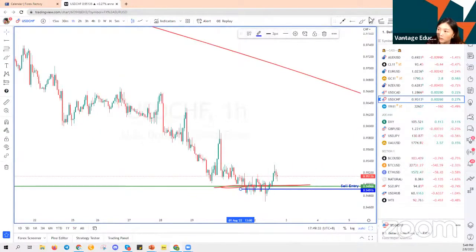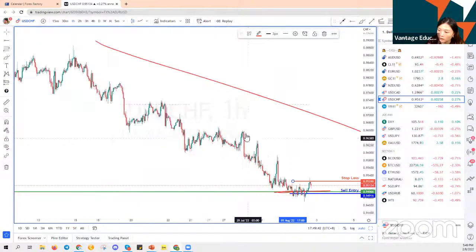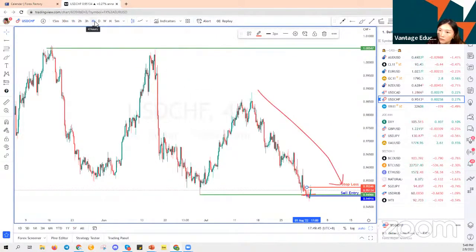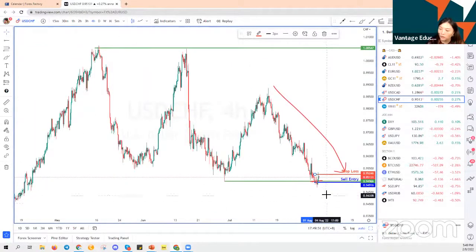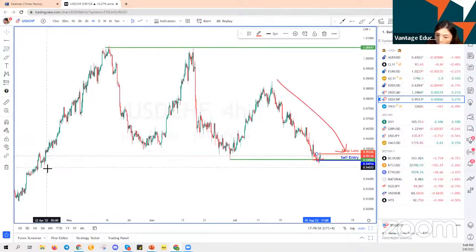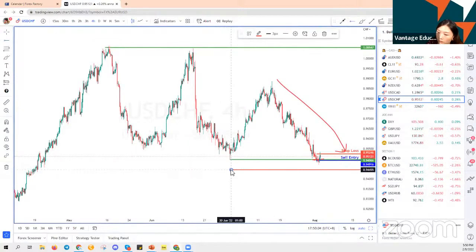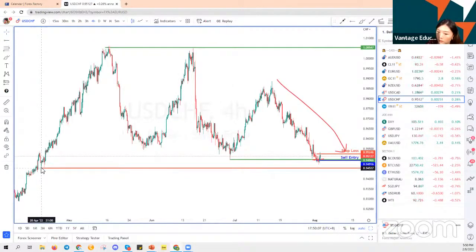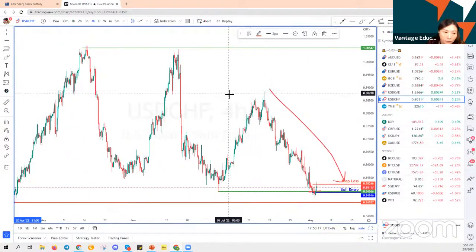My stop loss would be somewhere above, depending on your risk appetite. Your take profit could be 2 to 1, or if you want to find other significant levels, you could do that. Then my take profit would be somewhere below here, because this is the next significant move. So this is how I analyze my charts using multi-time frame analysis.